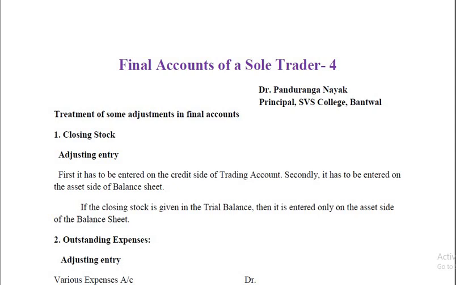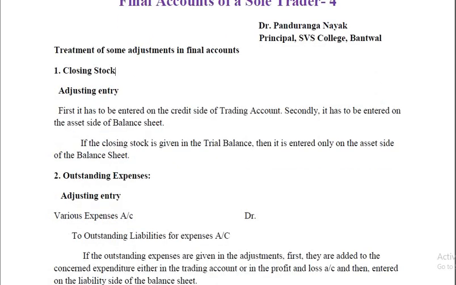For example, closing stock. Closing stock is not normally included in the trial balance because at the end of the year you have to go for stock taking. You have to physically count the number of items in the closing stock and value that, and then you have to incorporate that in the final accounts. How is it adjusted? For that, the entry is closing stock account debit to trading account.